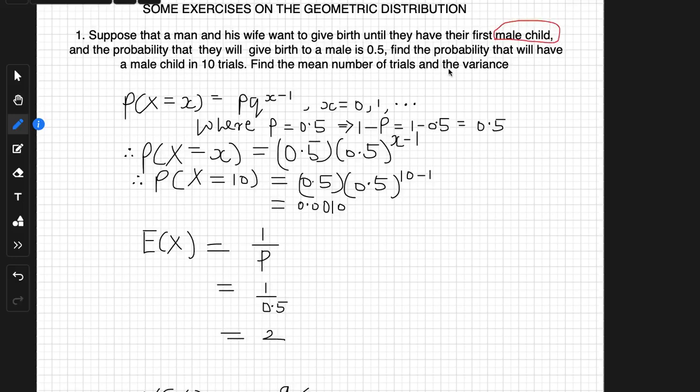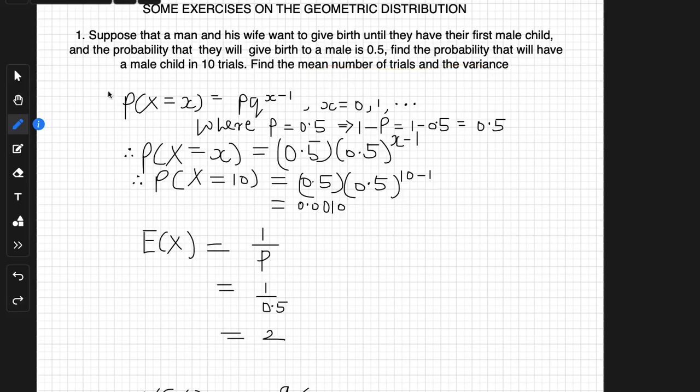As long as they give birth to females, they don't have a male child. They don't have a success as long as they give birth to a female, until they have a male child, and then you say, okay, they have a success. And so the probability that they will give birth to a male child is 0.5. Now we are told to find the probability that they will have a male child in 10 trials, and we're also told to find the mean and variance of the number of trials. So the mean and the variance.